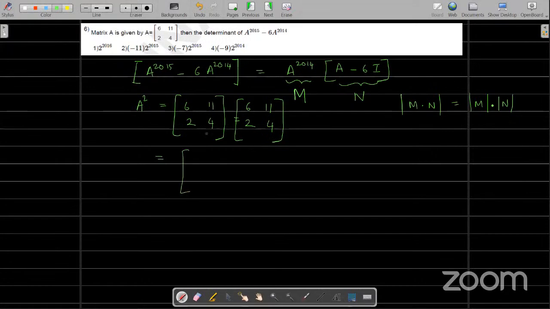So what will this look like? 36 plus 22. So that's 58. Then 66 plus 44. That is 110. 12 plus 8, 20. Then 22 plus 16, 38. Okay. So A square is a matrix which is like this.